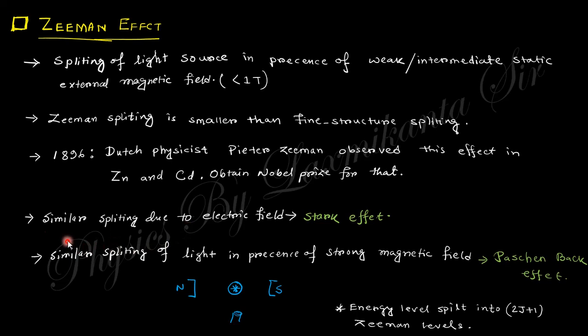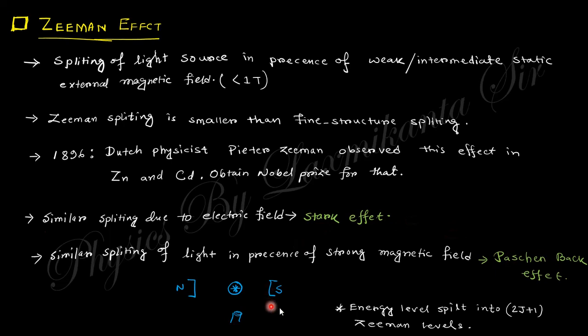Here we use the magnetic field to get the Zeeman effect. The similar effect, if you apply an electric field, is known as the Stark effect. And you use a weak and intermediate magnetic field, but if you apply a strong magnetic field, then this effect is known as the Paschen-Back effect. So this is all about the Zeeman effect, Stark effect, and Paschen-Back effect.